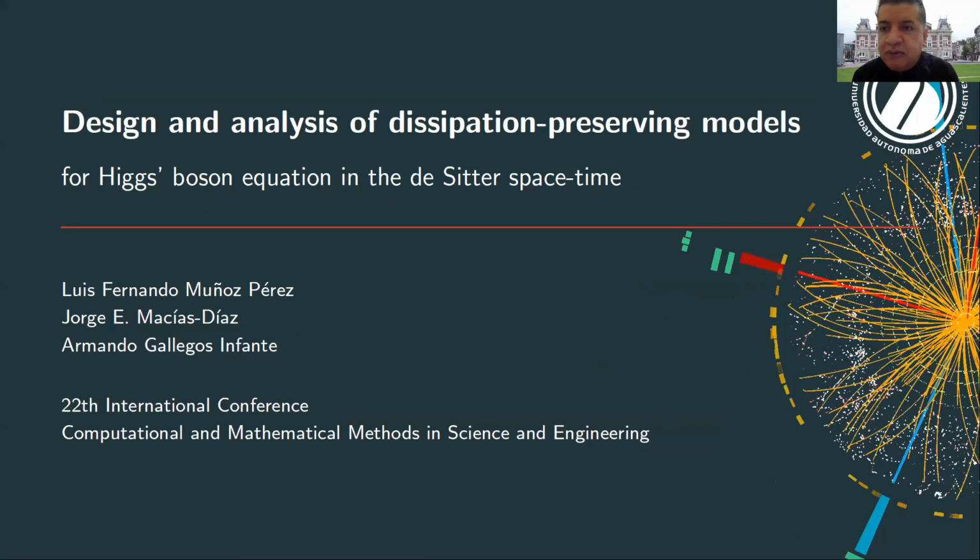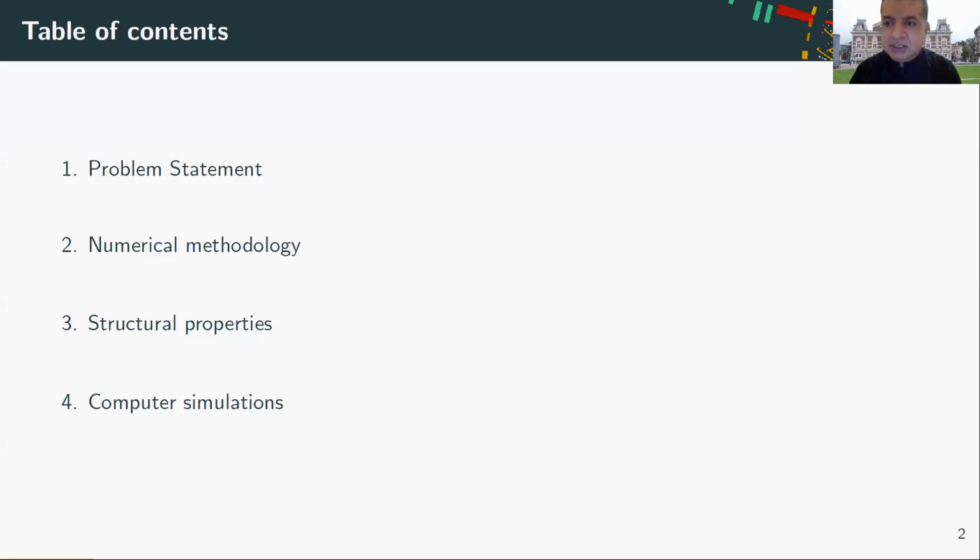The title of this presentation is Design and Analysis of Dissipation-Preserving Models for the Higgs boson equation in the de Sitter space-time. I am Armando Gallegos, and this work is made in collaboration with Luis Fernando Muñoz Pérez and Jorge Macías Díaz. So let's continue with the presentation.